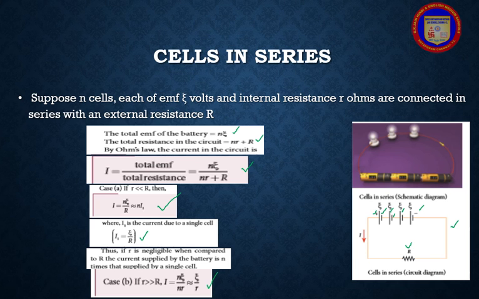The current due to the whole battery is the same as that due to a single cell, and hence there is no advantage in connecting several cells. Thus, series connection of cells is advantageous only when the effective internal resistance of the cells is negligibly small compared with R. Cells in parallel.